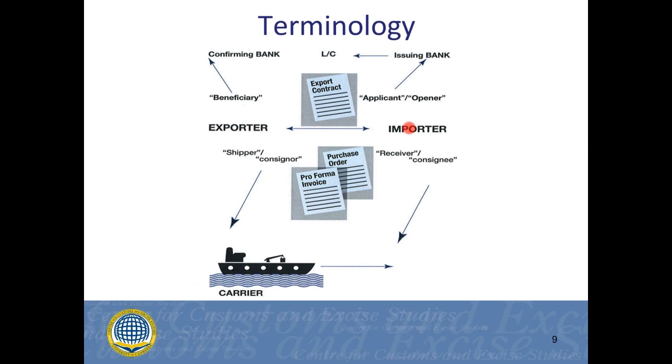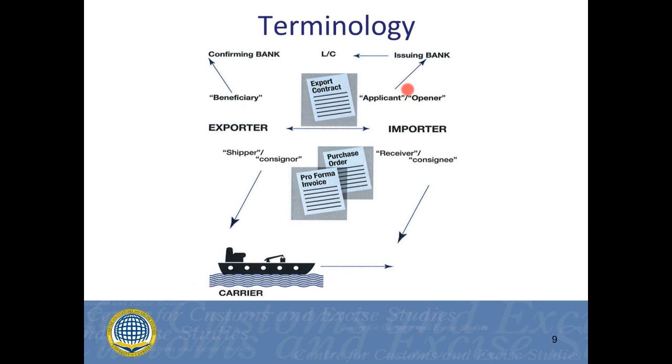depending on the context, the exporter or seller may also be known as a shipper or consignor. That's in the shipping arrangements, or in the transport contract they may be named as shipper or consignor. In terms of the banking transactions, they can be named as beneficiary, particularly under the letter of credit. The importer can be referred to as receiver or consignee under the transport contract, and they can be referred to as applicant or opener under the letters of credit.